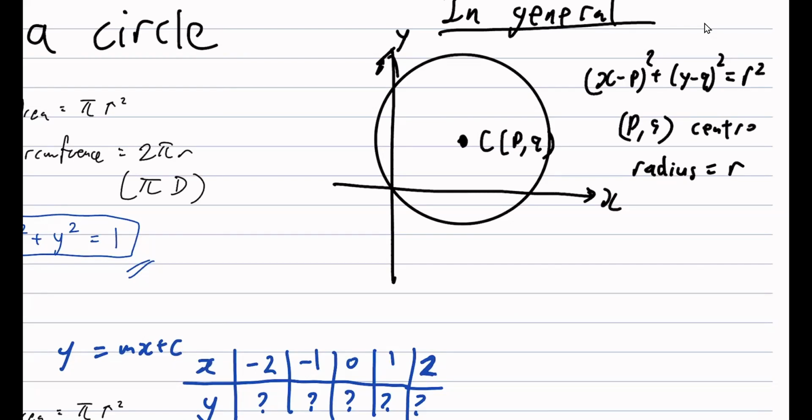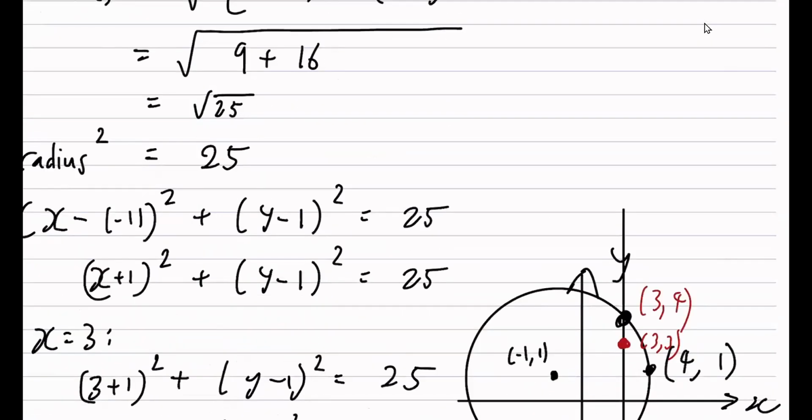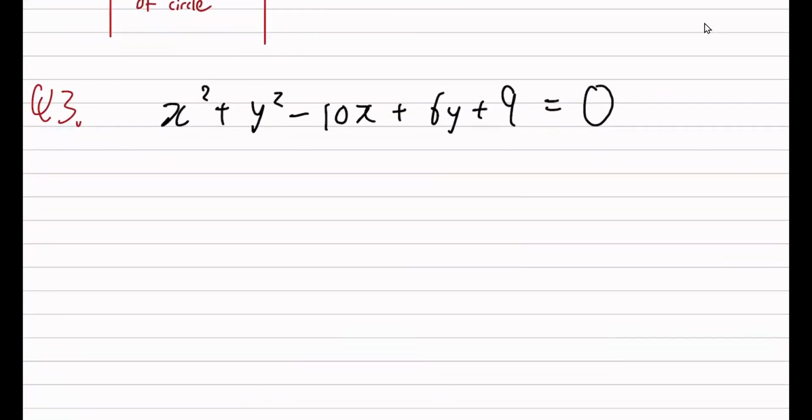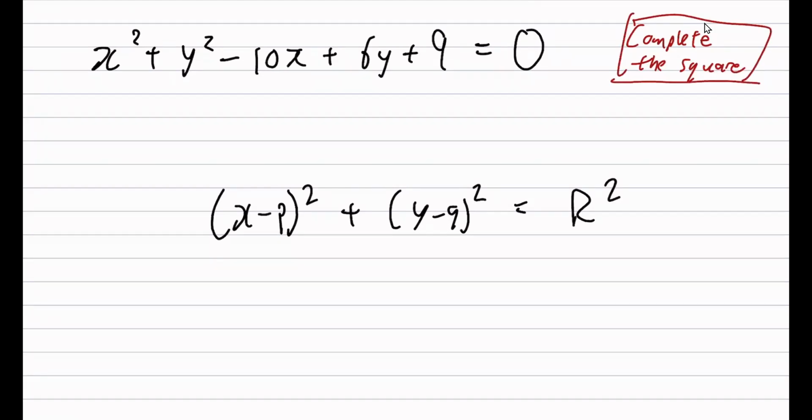Clear? Good. Now how do you get (x minus p) squared and (y minus q) squared equals some radius squared? You just need to complete the square. This is a key trick. You know how to complete the square, right? Recap. Focus on the x first. You need to focus on your x squared and your minus 10x term. This is the quadratic, this is the linear. Bring them together if you are confused.